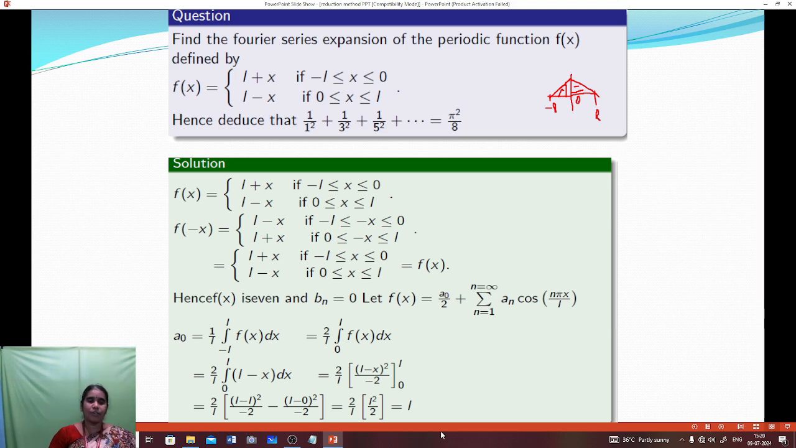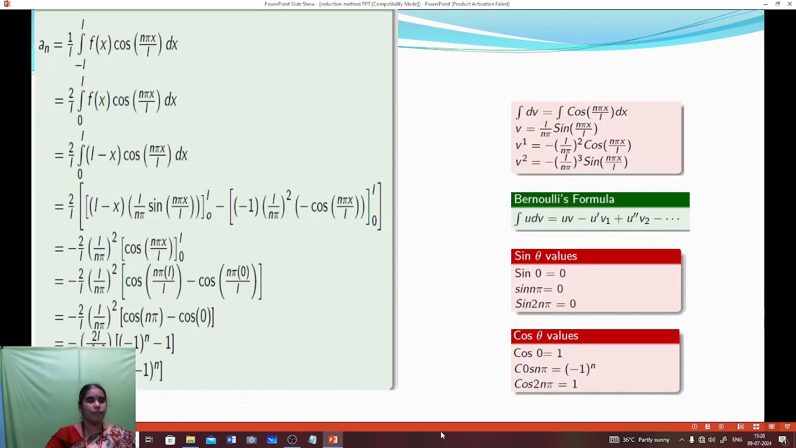In the same way, we have to calculate our an value. The formula for an is nothing but 2 by L integral 0 to L f of x into cos n pi x by L into dx. On substituting f of x with the given function L minus x, we have this. So we have to use our Bernoulli formula, u v, u dash v1, etc. Here L minus x is our u, and the integral of cos n pi x by L is our dv. So on differentiating u and integrating v, we get the answer.